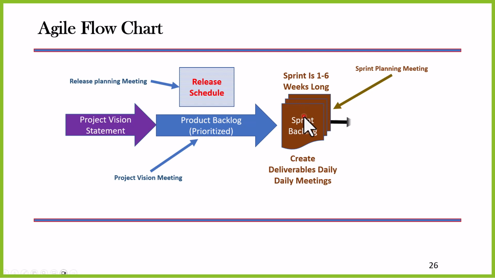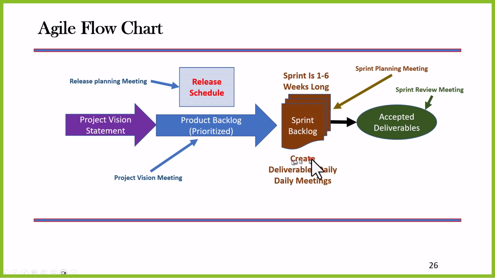So now we move on to accepted deliverables, the sprint review meeting. That's where we demo the deliverable. That's where the deliverable will be accepted by the customer. Once it's been accepted, we will do what we call a retrospective. Lessons learned, Kanban, continuous improvement. That's what we do in this retrospective.